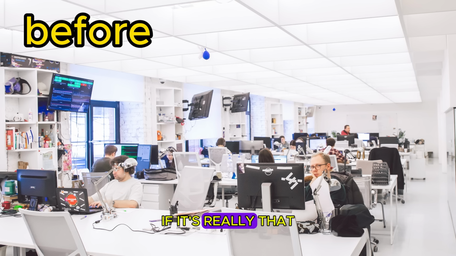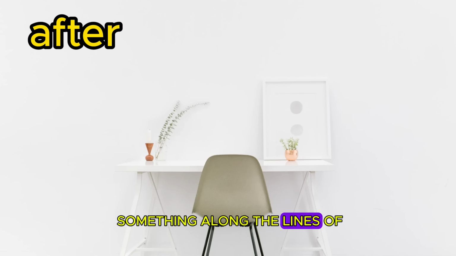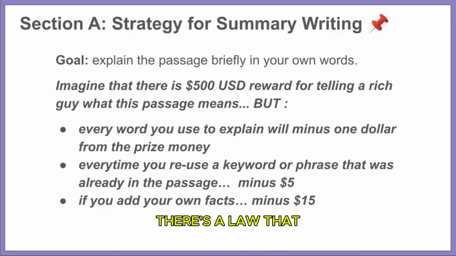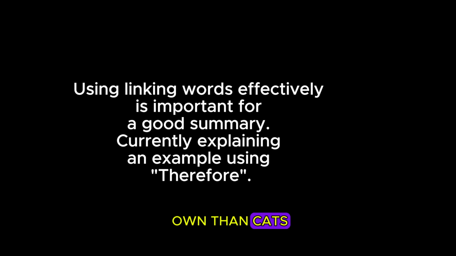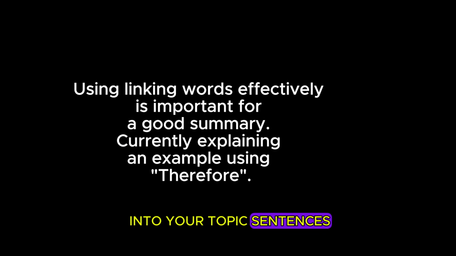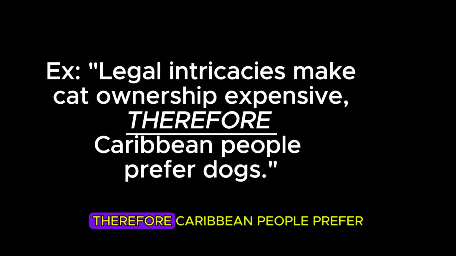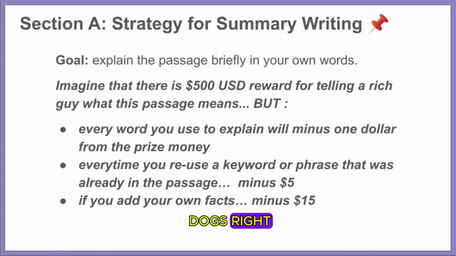So if you've condensed the information that they gave you in maybe a whole paragraph of the original thing, if you were given something along the lines of there's a law that dogs are cheaper to own than cats, and Caribbean people like to buy dogs, and you've condensed those ideas down into your topic sentences, then you could go along with something like, legal intricacies make cat ownership expensive. Therefore, Caribbean people prefer dogs, right?